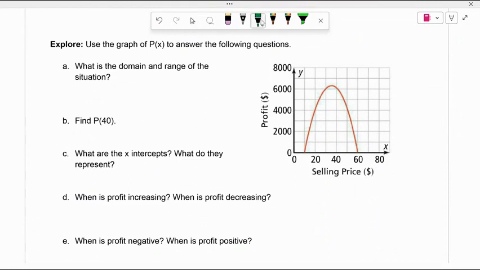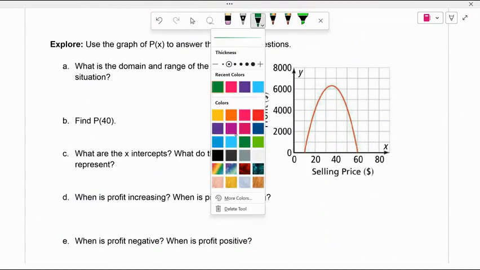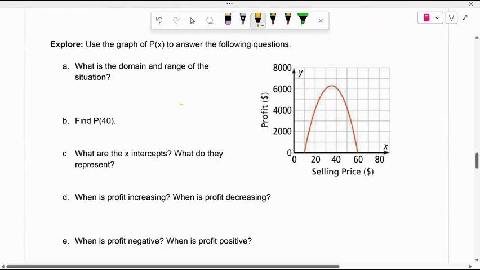All right, now we got a little bit more, but now we're talking about some word problems here. Let's go this way. What is the domain and range of the situation? So we have something we're selling, and we're getting some profit. I don't know what we're selling, but hopefully it's good. So our domain is our X value, in this case, selling price.